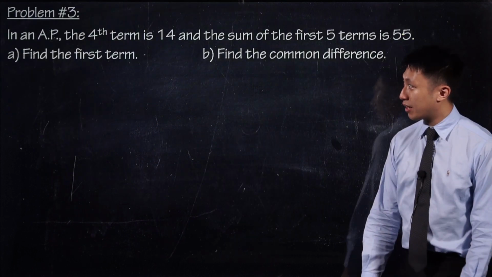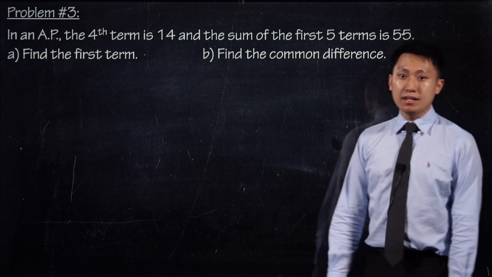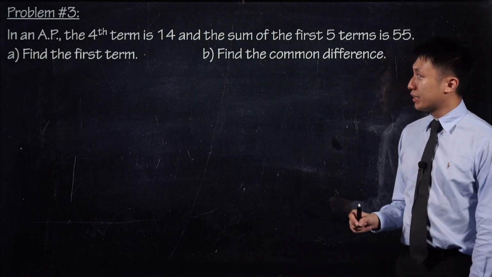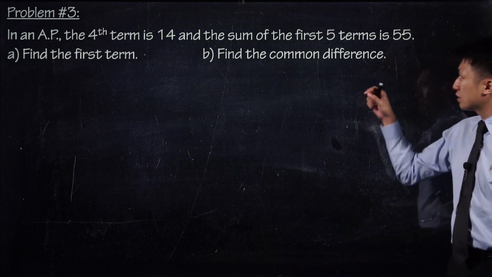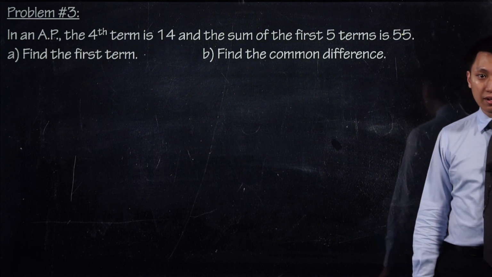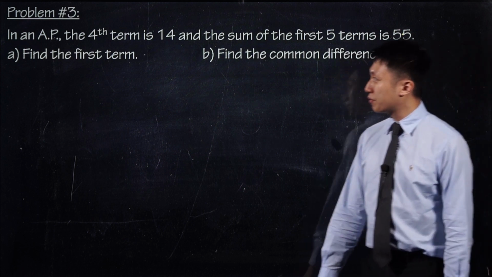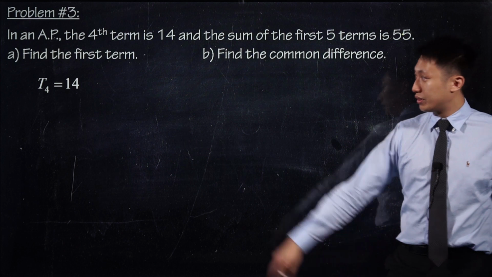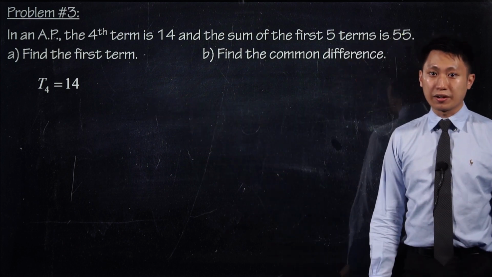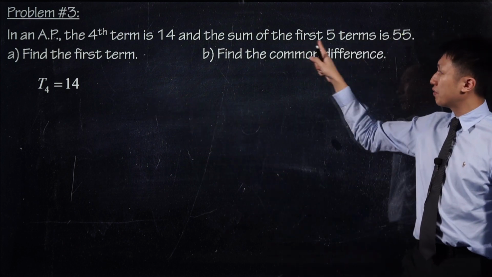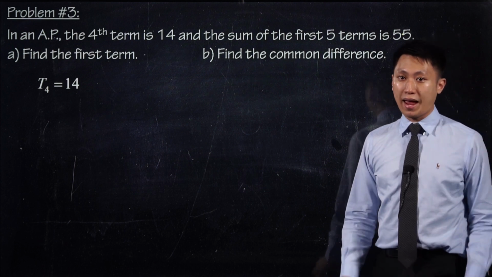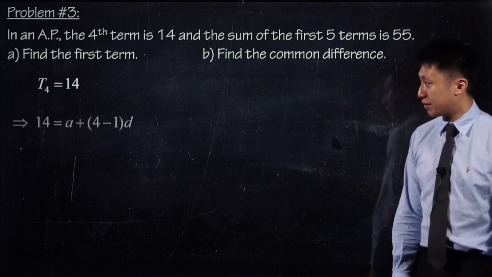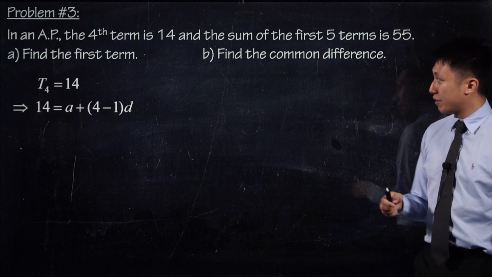So let's see the next one. In an AP, the fourth term is 14, and the sum of the first 5 terms is 55. How do you decode this one? Fourth term is 14, so T4 is 14. And what is this? Sum of first 5 terms is 55. S5 is 55. So that one we will leave it here.